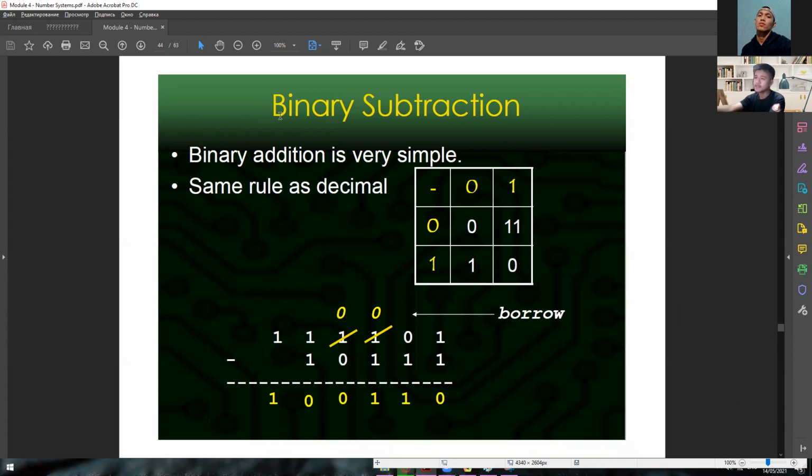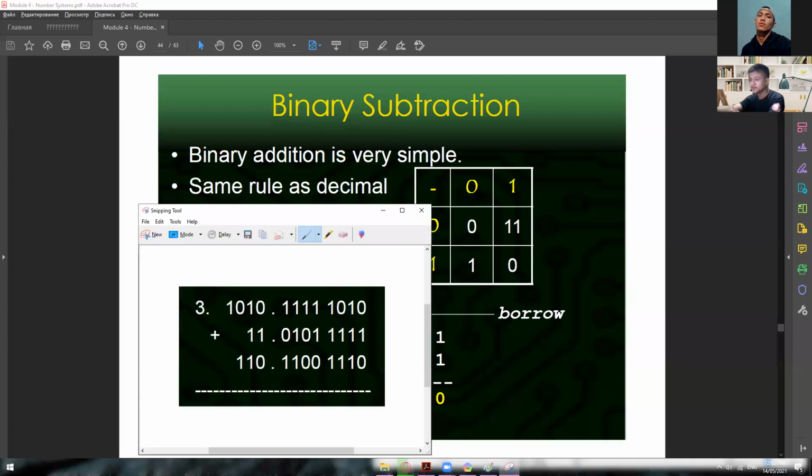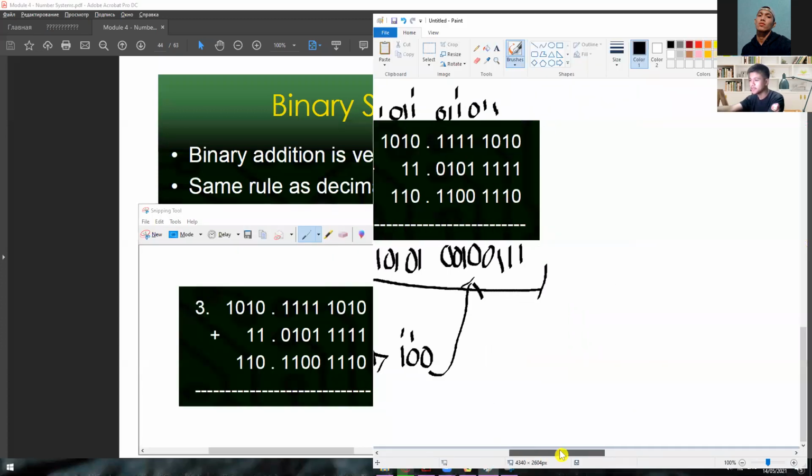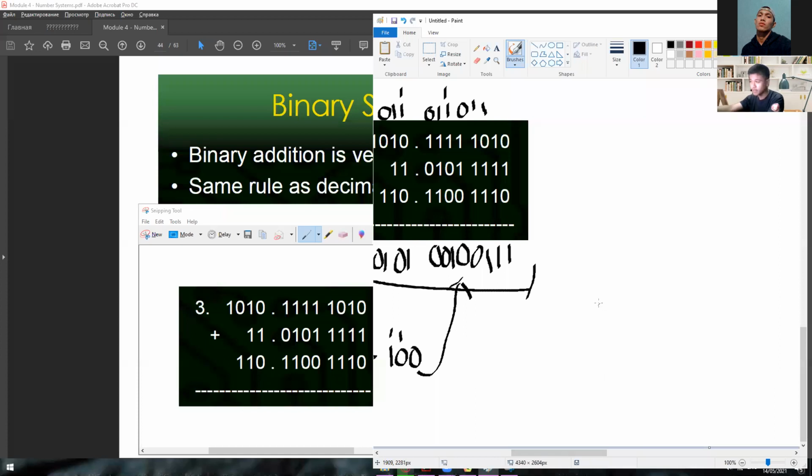Anyway, let's have binary subtraction. Binary addition is very simple, and it's actually the same rule in subtraction. Let's go back to the conventional way of solving things. So 1 minus 1 is of course 0. If you have this one, let's say 1 minus 1 is already 0.